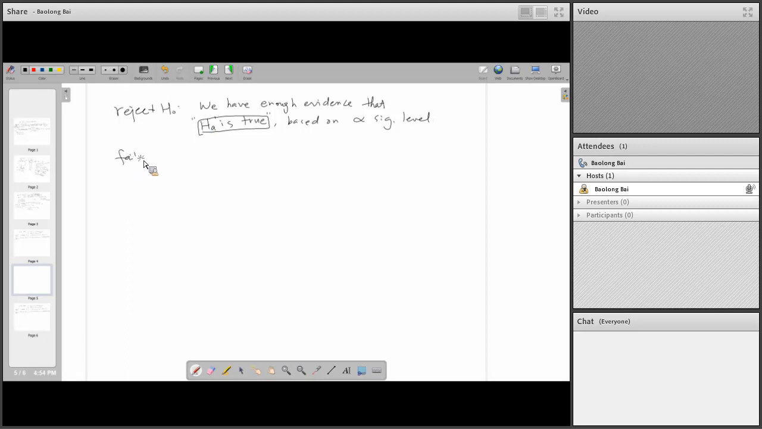If you fail to reject the null, basically all you need to do is add: we do not have enough evidence. So basically exactly the same answer. So this way is very easy. You have the same structure. If you reject the null, then we have enough evidence. If you don't reject the null, we don't have enough evidence. And that was it. That's very simple.